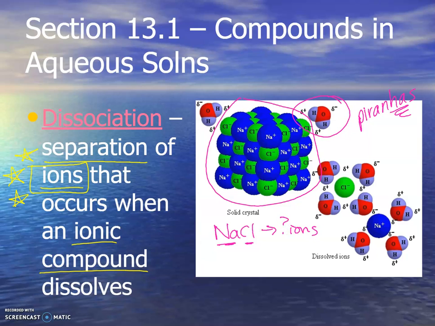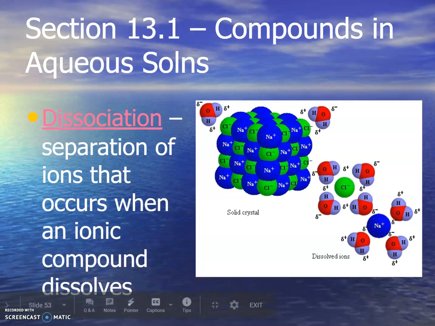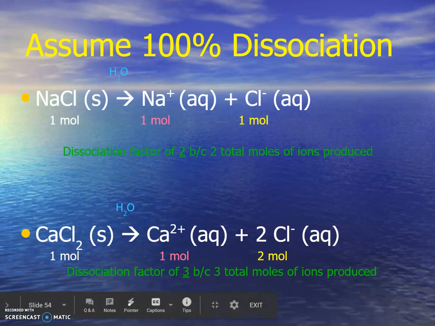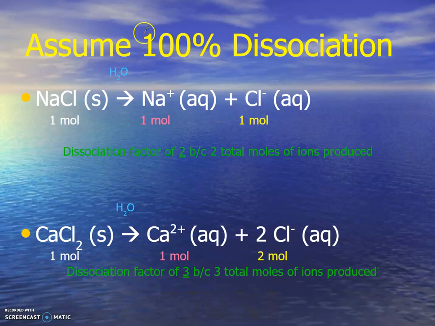So that's where we start talking about this concept of dissociation factors. We're going to assume that we have 100% dissociation unless otherwise stated, which means basically we are going to have saturated solutions. And when we have saturated solutions, that means that 100% of what we start with is going to break up. So NaCl is made up of Na and Cl.